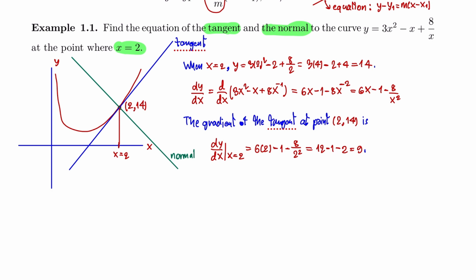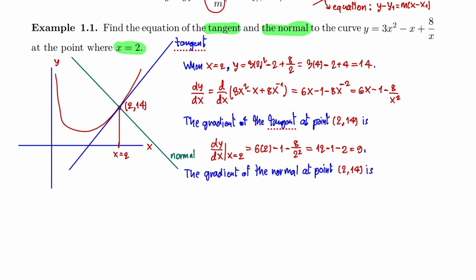All right, now what about the gradient of the normal? We can find it immediately, right? So the gradient of the normal at the point, let's say, (2, 14).